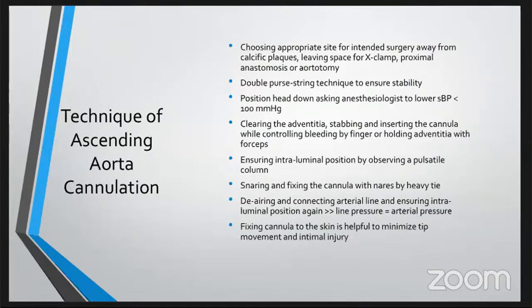Some complications might happen during the ascending aortic cannulation, for example, aortic dissection, which can be noted by discoloration of the adventitia or an increase in the line pressure of more than 300 with a drop in the perfusion pressure. Also, the perfusionist might alert you that he is not getting sufficient venous return. Other complications: atheromatous embolism, air embolism, and accidental decannulation. Also bleeding, tears, and malposition.